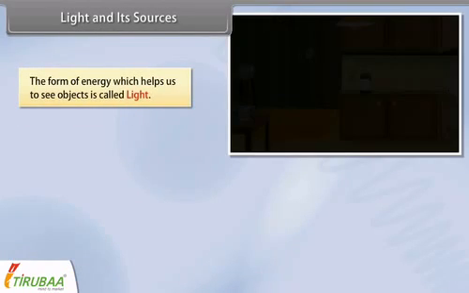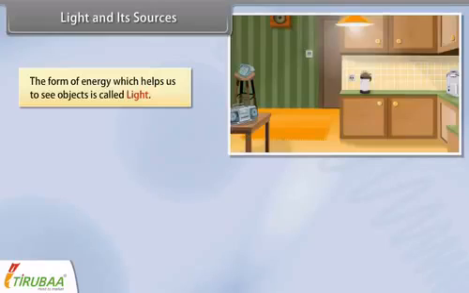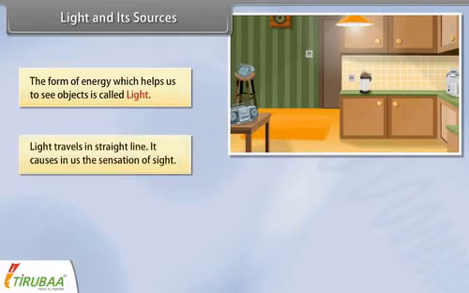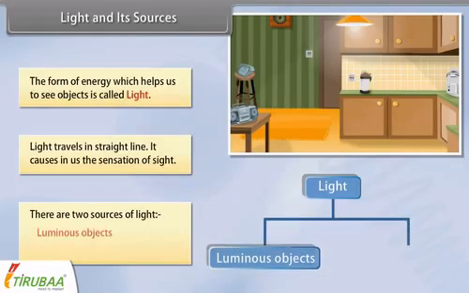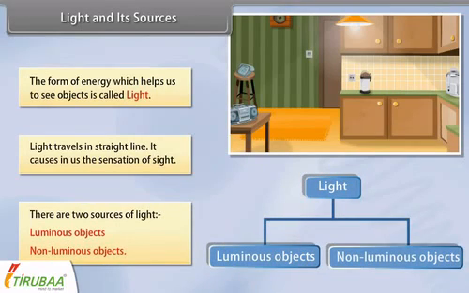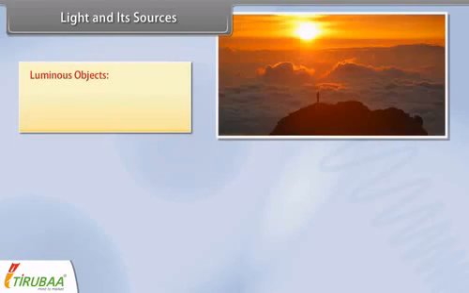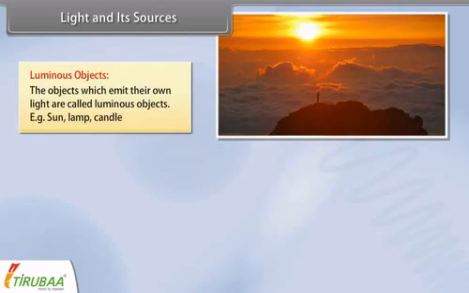The form of energy which helps us to see objects is called light. Light travels in a straight line. It causes in us the sensation of sight. There are two sources of light: luminous objects and non-luminous objects. Luminous objects. The objects which emit their own light are called luminous objects. Example: sun, lamp, candle.